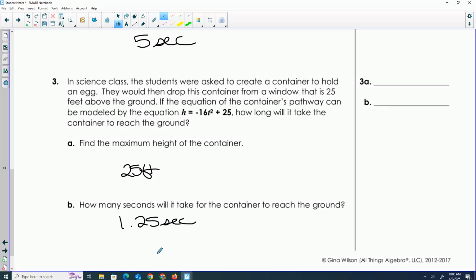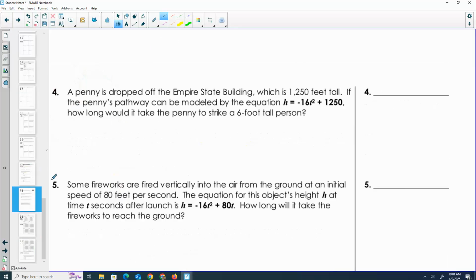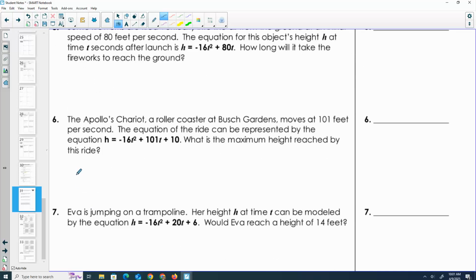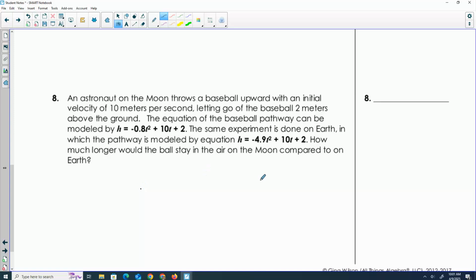Is everybody getting Desmos to work for them? Okay. I want to do the very last example on this handout, and that's my last one. So this one tells me an astronaut on the moon throws a baseball upward with an initial velocity of 10 meters per second, letting go of the baseball 2 meters above the ground. The equation of the baseball pathway can be modeled by this. All I care about is the equation. So that's the equation when we're on the moon.